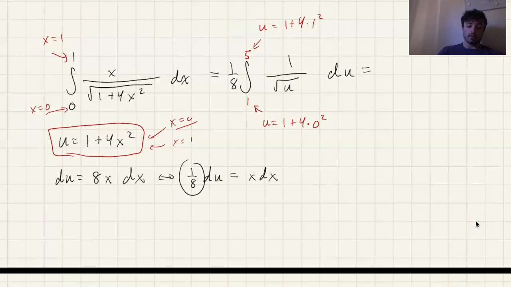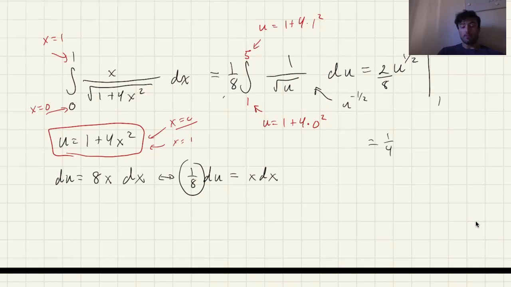Okay, so now we have an integral that we can solve. This is a u to the negative 1/2 power. So if I add 1, I'll get u to the positive 1/2 power. And I have to divide by that 1/2, which is the same as multiplying by 2. But then I have this 1/8 out front, so I have 2/8. Okay, but there it is. There's my antiderivative. And now I have to evaluate between 5 and 1. So that's my 1/4, just canceling the 2 and the 8. And then I have square root of 5 minus square root of 1. So here we go. There's my answer right there.